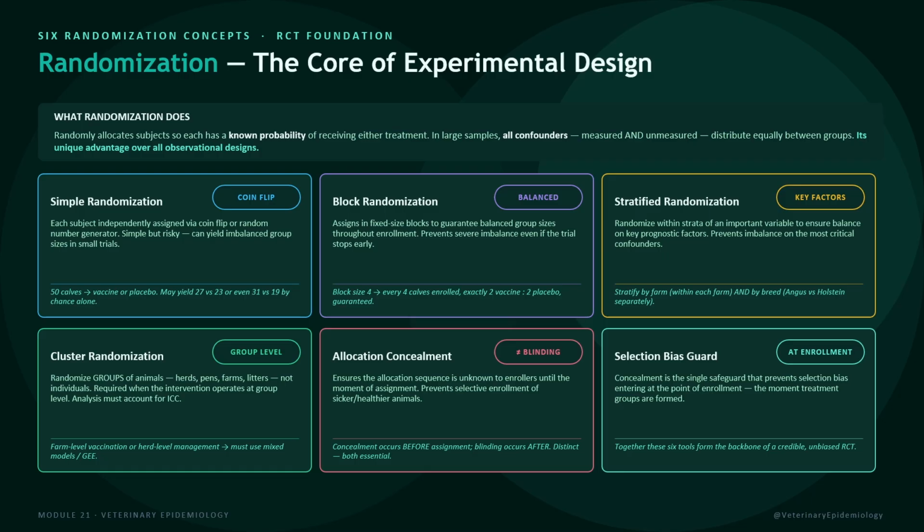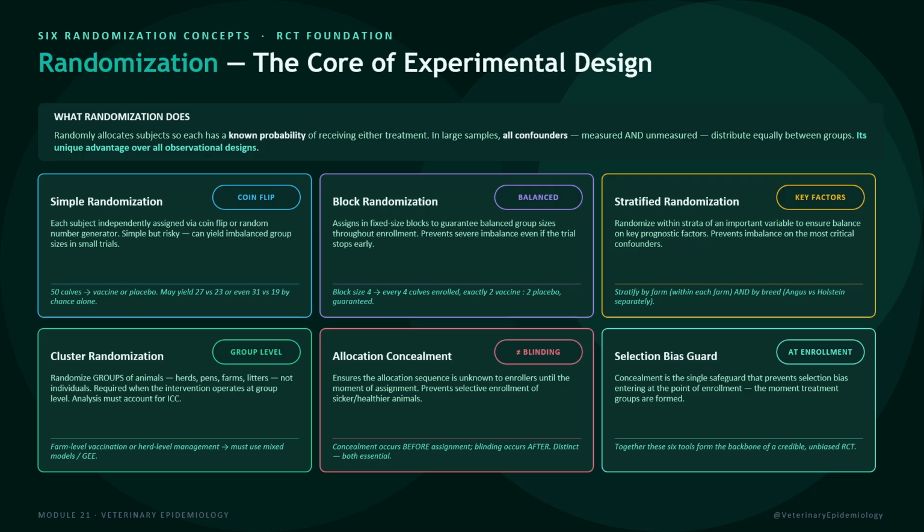Stratified randomization ensures balance on key prognostic factors, variables that strongly influence the outcome. For example, if disease risk differs by farm or breed, animals are stratified first, then randomized within each stratum. This prevents imbalance on important variables, but stratifying on too many factors can become unwieldy. In practice, we stratify only on the most influential variables.